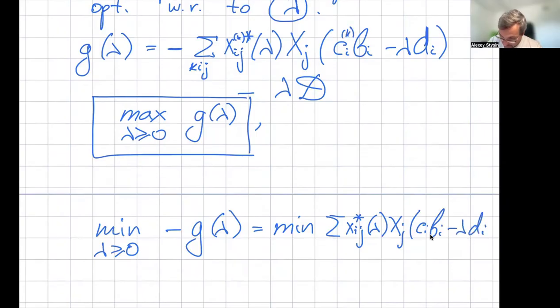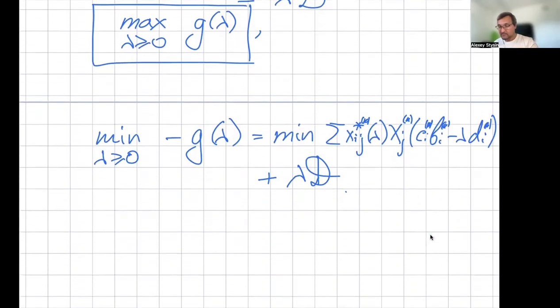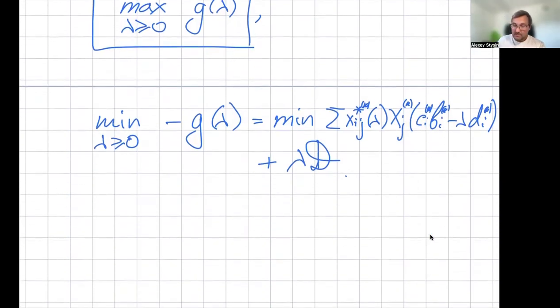And yeah, sorry, I forgot to put the index k everywhere except for lambda. Lambda is a single number. K, and k plus lambda d. And this is where we can solve this one-dimensional optimization problem using the envelope theorem.